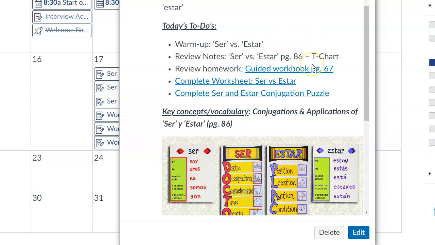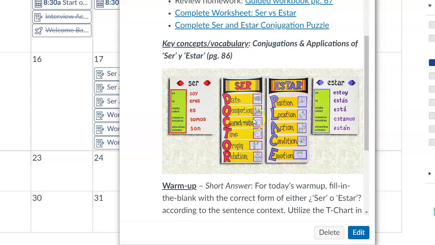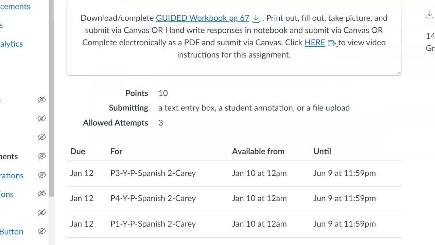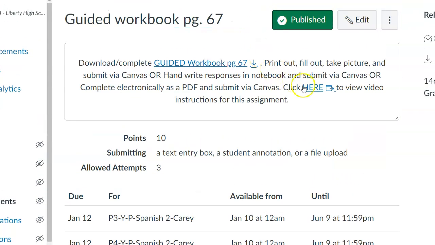All right, for the rest of the agenda, we are going to review notes on ser versus estar on page 86. That's essentially the T-chart right here. And let's go ahead and take a look at the two assignments that are due for next class. The homework, by the way, guided workbook page 67. You could watch this video here for guided instructions on how to complete it.